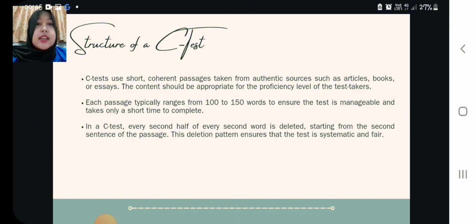And next, in a C-test, the second half of every second word is deleted. Starting from the second sentence of the passage, the deletion pattern ensures that the test is systematic and fair. It means that this systematic deletion starting from the second sentence is to avoid disrupting the opening text, ensuring that the initial part of the passage sets the scene and aids understanding. Deleting every second half word maintains a consistent challenge.